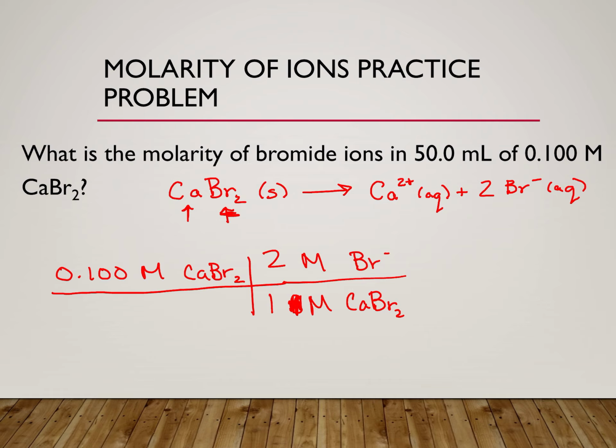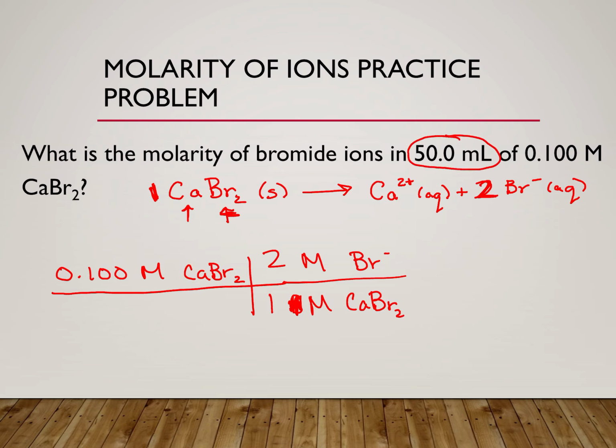So here I'm using the ratio from this equation, right? For every 1 calcium bromide, I'm getting 2 bromide ions. So you can use this as a mole ratio. You can also use it as a molarity ratio, right? Because in that molarity, we have moles over liters. We're not changing the volume, right? The volume is going to stay constant the whole time.